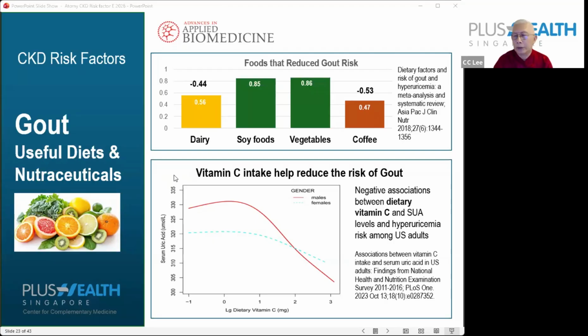Now here I want to mention, since we are talking about gout reduction, that vitamin C intake helps to reduce the risk of gout. This is a study showing that as your vitamin C intake increases, your serum uric acid actually drops. Of course, if you are not having enough vitamin C, it probably will not affect much. But the moment you have enough vitamin C in your diet, actually it helps. So vitamin C is a beneficial supplement for people suffering from gout.